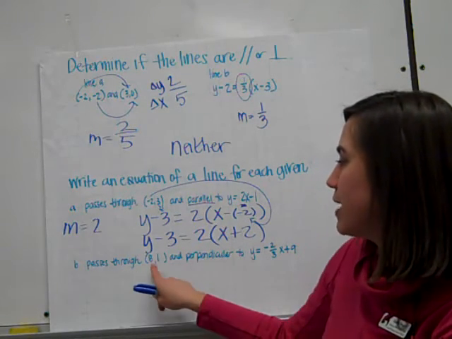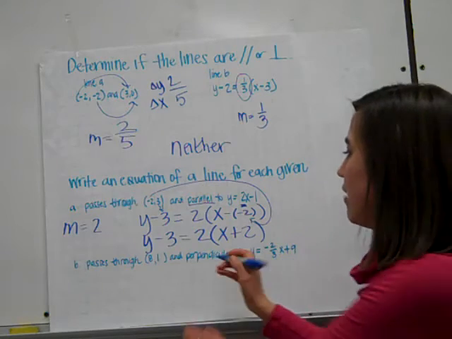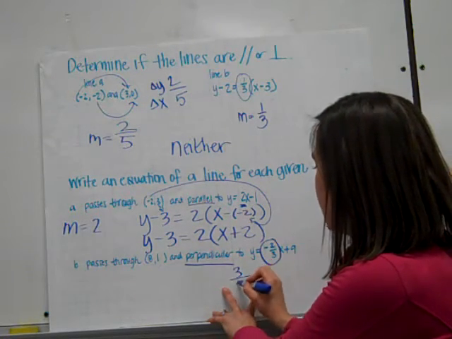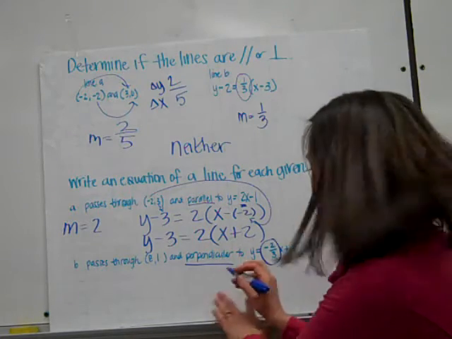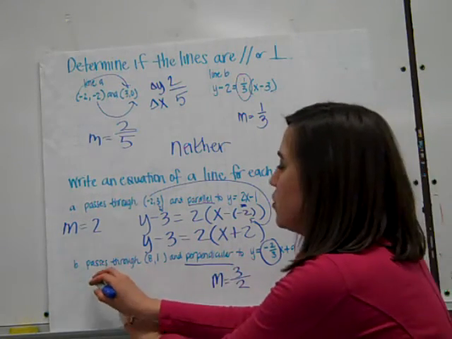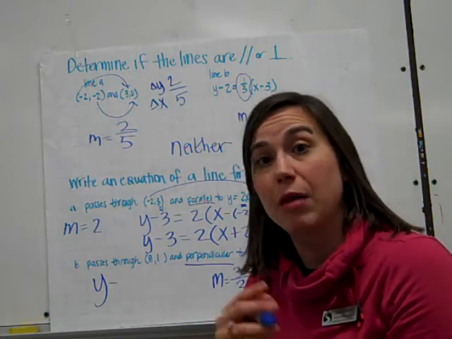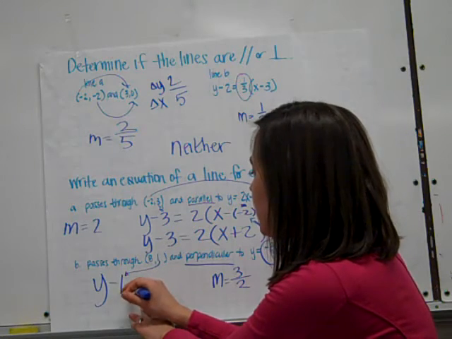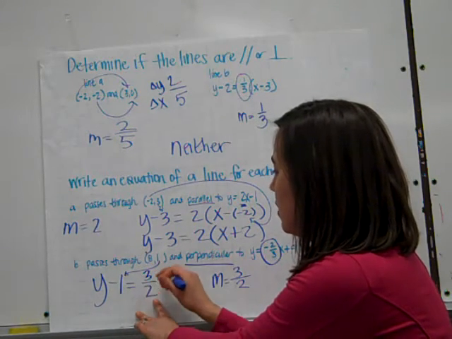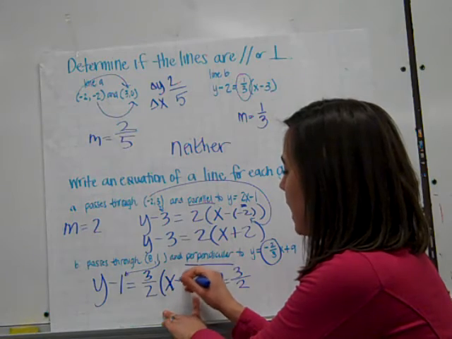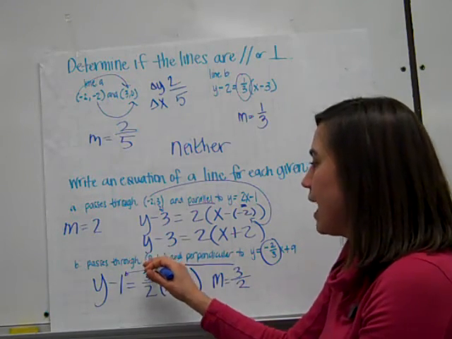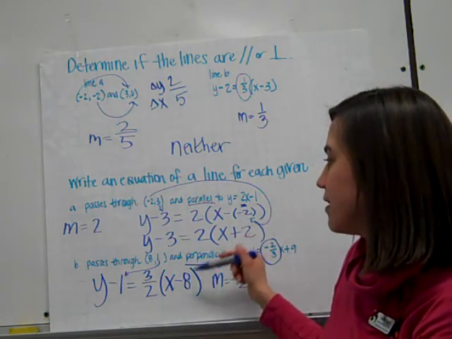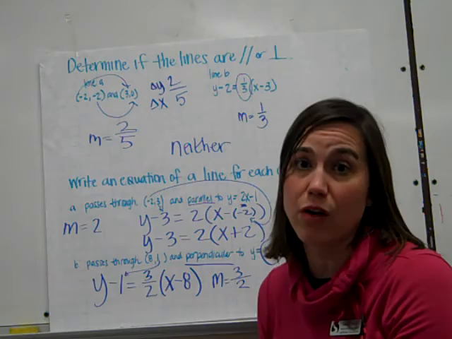Write an equation of a line that passes through (8, 1) and is perpendicular to the given line. Perpendicular tells me I'm going to take this slope and change it to the opposite sign and reciprocal, 3/2. I'm going to plug that into my point slope form. Y minus 1, and this is where the 1 is coming from, equals 3/2 times x minus 8. And remember, the 8 comes from my 8 in the ordered pair. In both of these scenarios, if I wanted to, I could convert to slope-intercept form, and I can even graph to check.